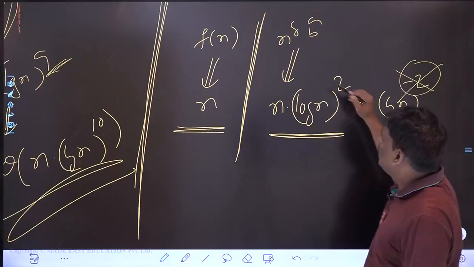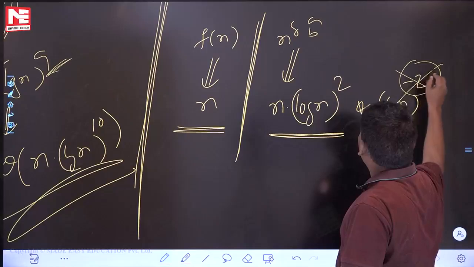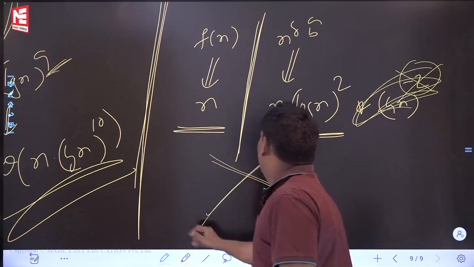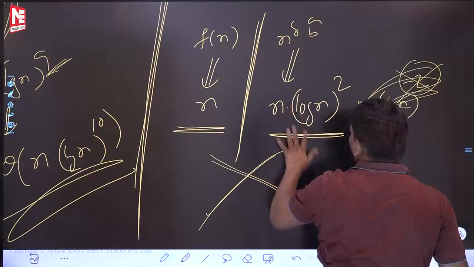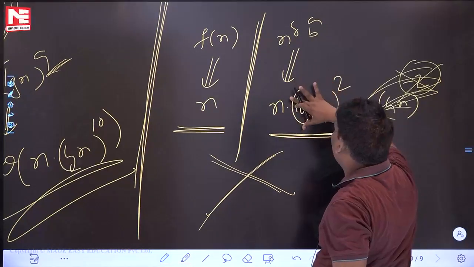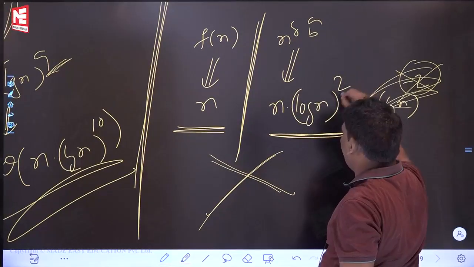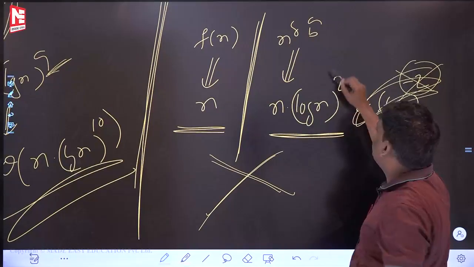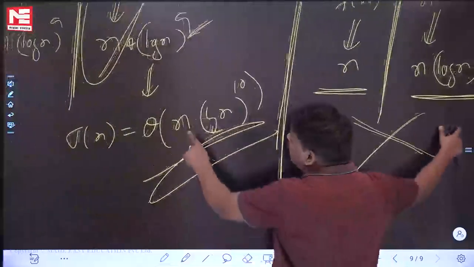Try to remember. Here f of n is this one, n power log a base b is this one. This is bigger. How many times? Log n squared times bigger. What do I have to multiply so that both are equal? Because the logarithmic times is bigger, the master theorem is not possible. Logarithmic times smaller is possible.